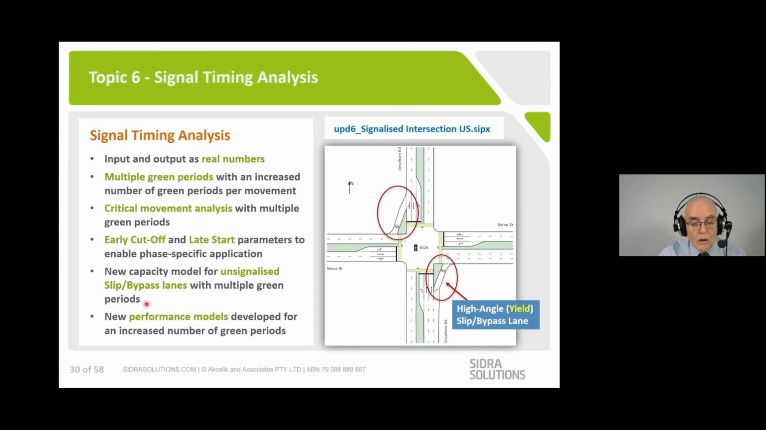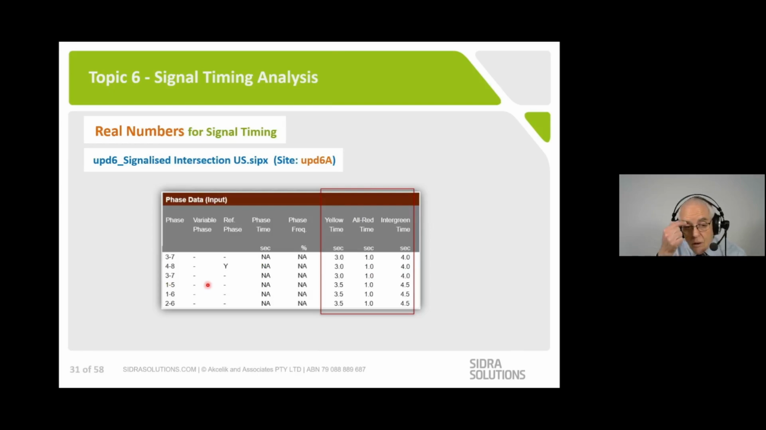And of course, going along with all these changes, new performance models were developed. So I'll now go through these in detail and we'll have a look at some examples. We'll jump in and out of the software a bit as well. Okay, so first thing is the real numbers for signal timing.